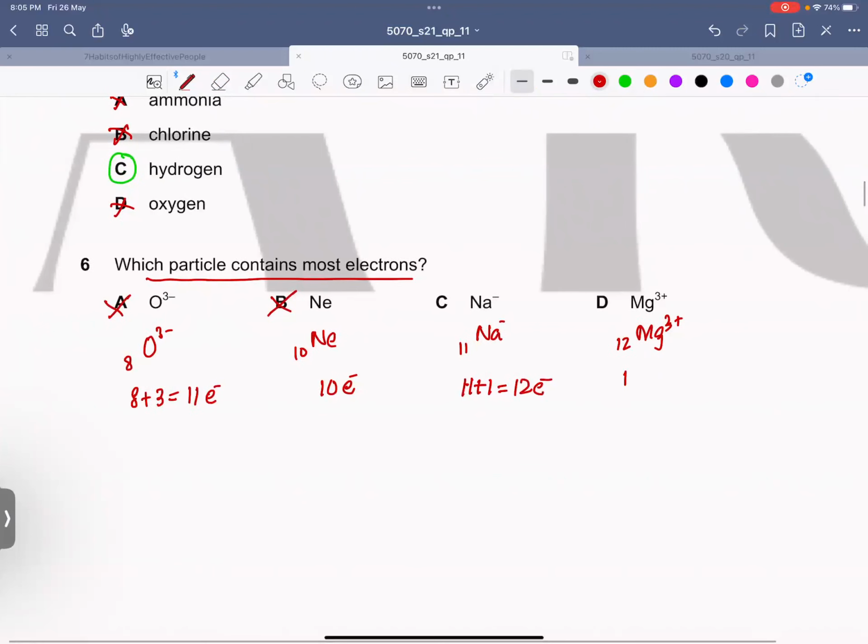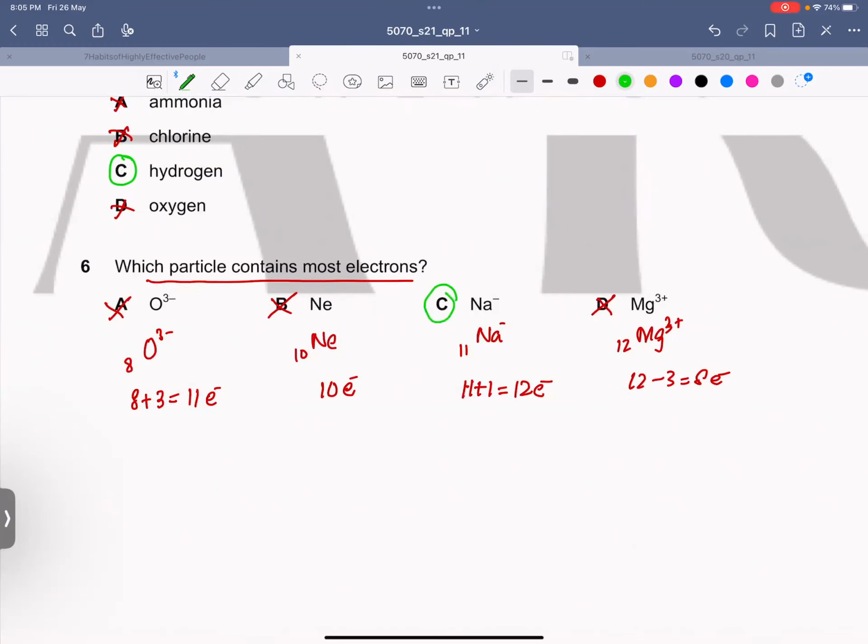And magnesium has a 3 positive charge, which makes it 12 minus 3, making it 9 electrons over here. So D goes wrong as well. It means my correct answer is C.